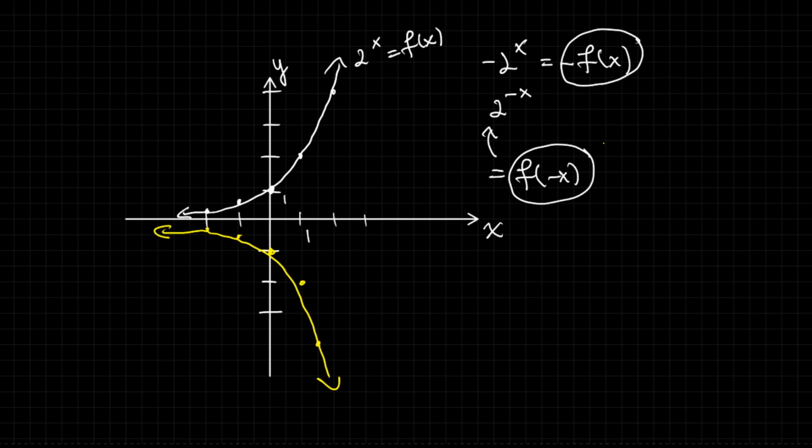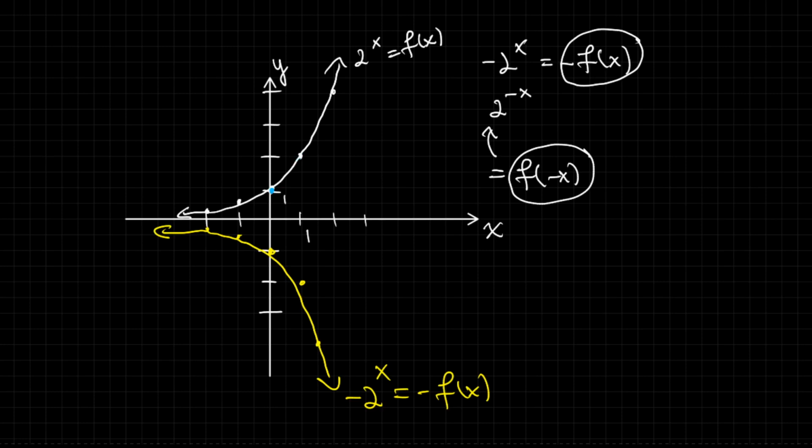And then we can sketch the graph of f of minus x. Let's go ahead and label this. This one is -2 to the x, or in other words, negative f of x. And we can sketch f of minus x. We just simply multiply the x value by -1.